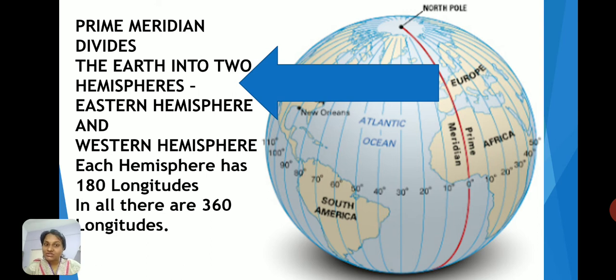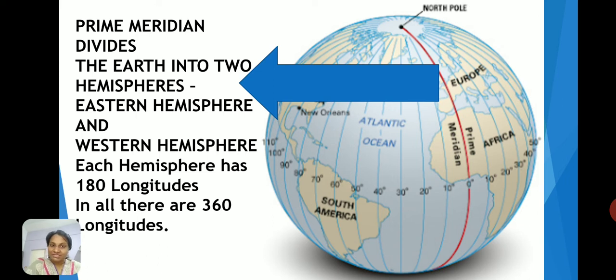Now what is the longitude doing? Longitude is also dividing the earth into two halves. What are those halves called? The longitude divides the earth into two parts, the eastern hemisphere and the western hemisphere. Now which longitude does this division? It is the prime meridian. So the prime meridian divides the earth into the eastern hemisphere and the western hemisphere.